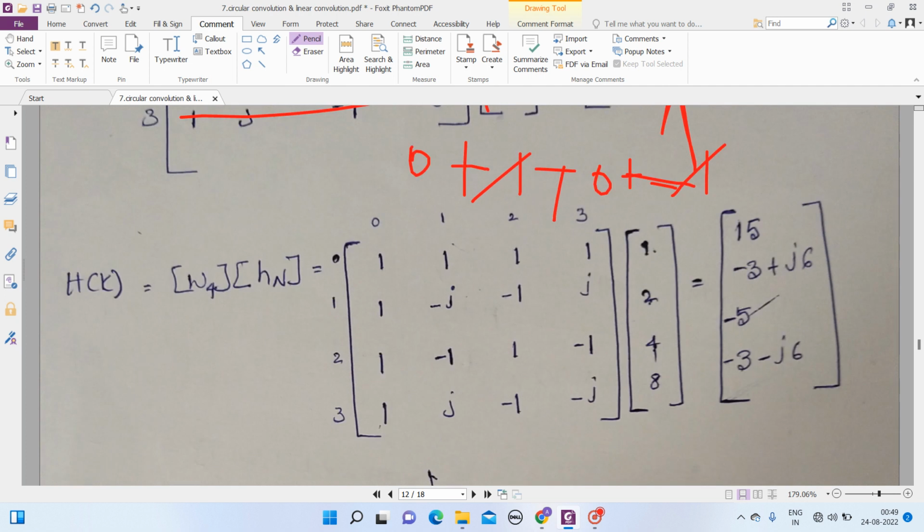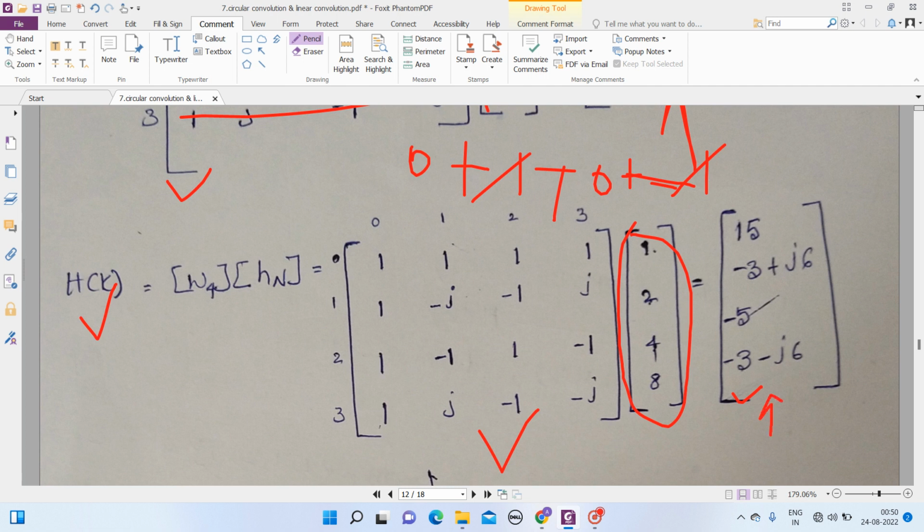Similarly, you have to find out the DFT of h of k. You have determined the DFT of x of n, and now you have to determine the DFT of h of n. Then apply the same procedure and you will get the answer. See here the same matrix. The twiddle factor matrix does not change, only this value, the h of k value. You just have to multiply these two matrices and you will get this answer.